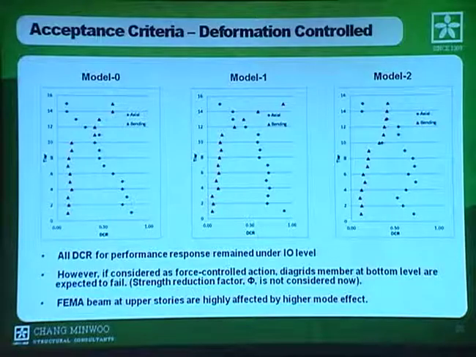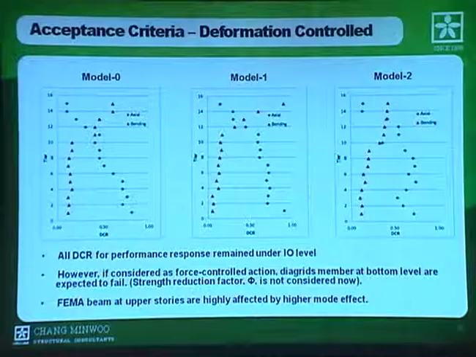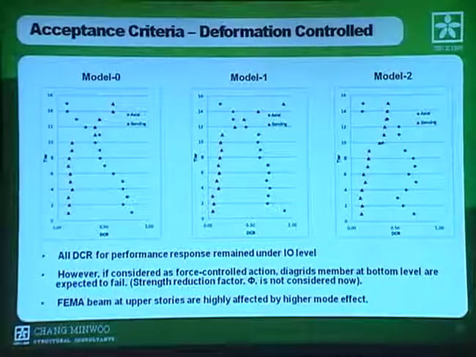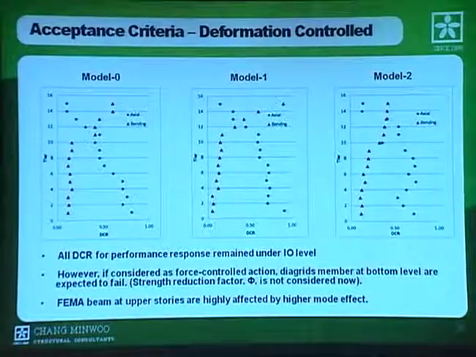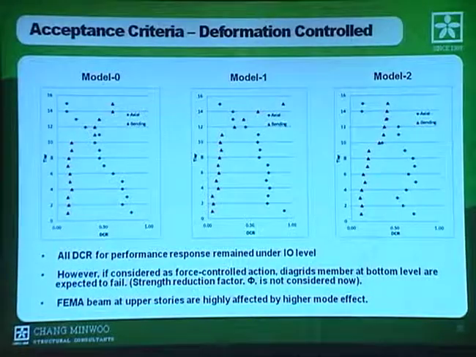This slide shows acceptance criteria, which is a demand capacity ratio check for both axial and bending action along the story level. The blue dot here represents the bending, and the red dot is for axial behavior. So you can see that in the bottom level, the red dot is larger, so that means axial force is governed, and in the top level, the bending is increased compared to the axial force.